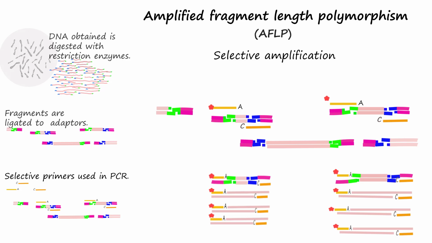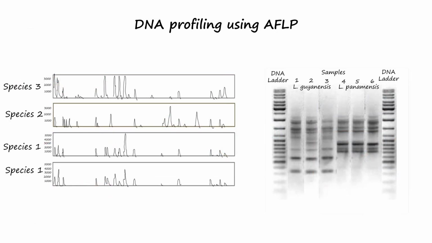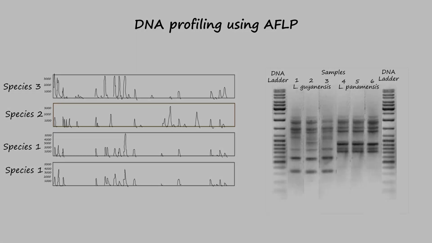One of the 2 PCR primers used is also radioactively or fluorescently labeled, which leads to the production of PCR amplicons labeled for detection. Depending on whether electrophoresis is on a slab gel or capillary gel, the DNA profile will be observed either as bands on a membrane or peaks in an electropherogram.